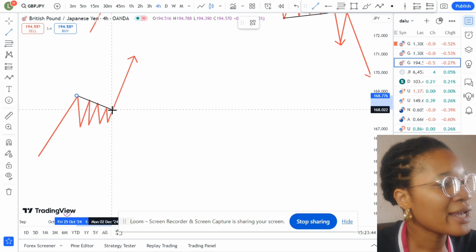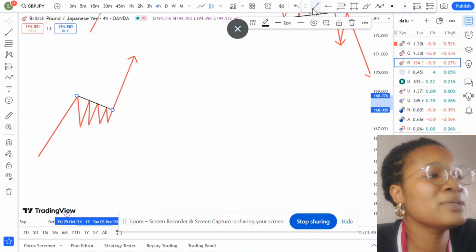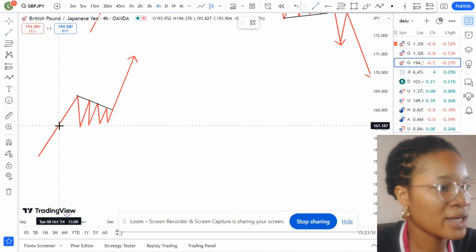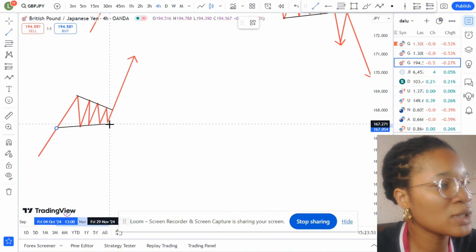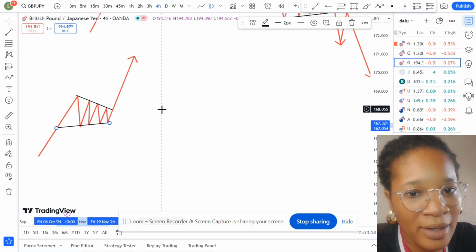Okay, so if you draw a trend line across it, you see that the lines are not parallel, they converge. It's almost like they are trying to meet somewhere. It's almost like the support zone and the resistance zone are trying to meet somewhere, right?